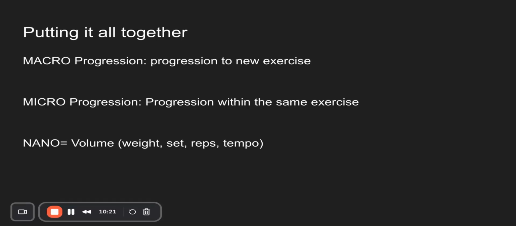So when we think about nano progressions, these are the majority of progressions we're going to see the athlete do. Take this example. You may have every single athlete doing the same macro progression, same micro progression, but they could be doing substantially different programs based off of the weight they're doing, the sets they're doing, the reps they're doing, the tempo.